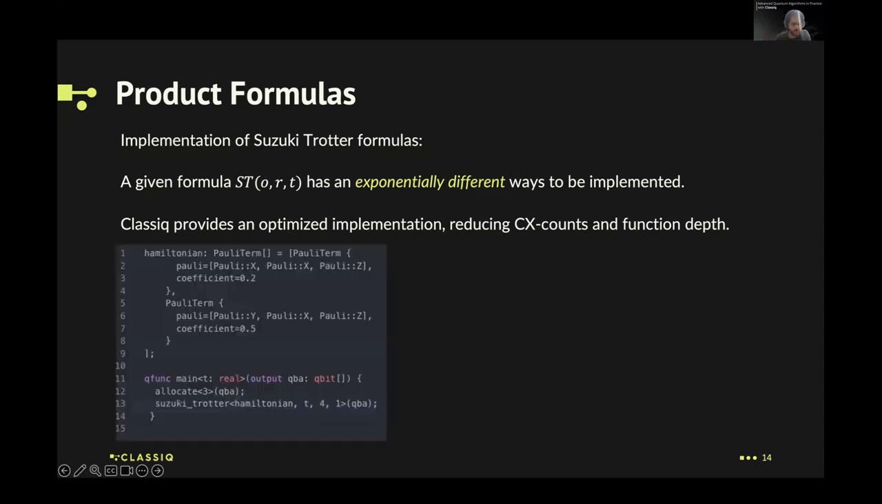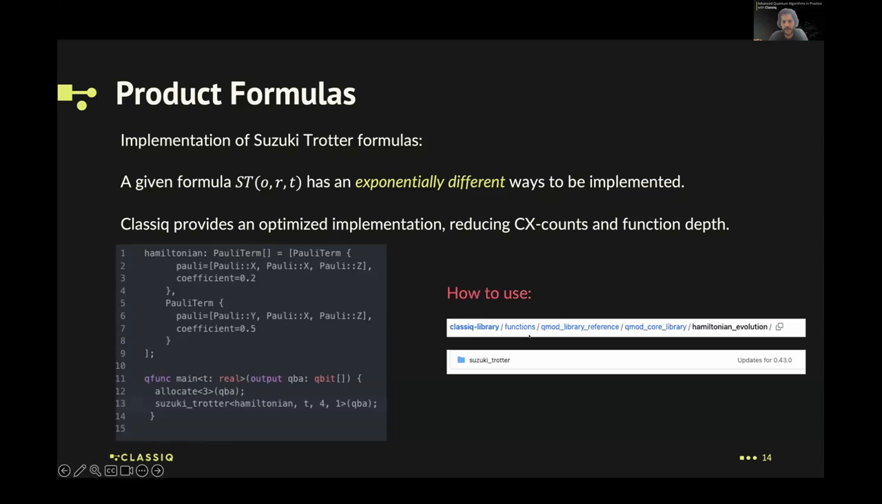Okay, so this is, for example, how I would call Suzuki-Trotter with my Hamiltonian that is defined here. This is the evolution time t, and I'm doing order 4 and 1 repetition. So this is a built-in function, and as I said, compared to trying to write it yourself and choosing some different implementations, in our case, the CX count will be reduced by quite a lot. And under this path, you can look at more examples.